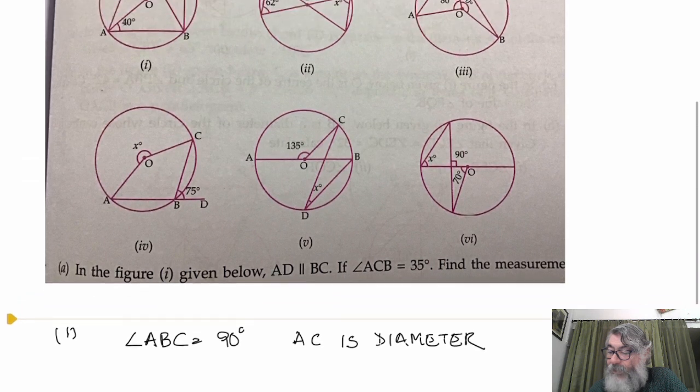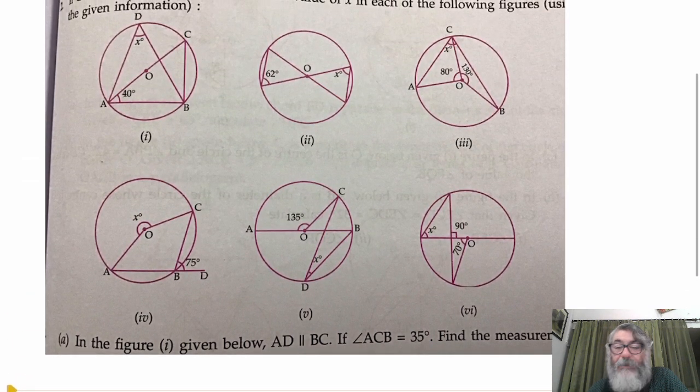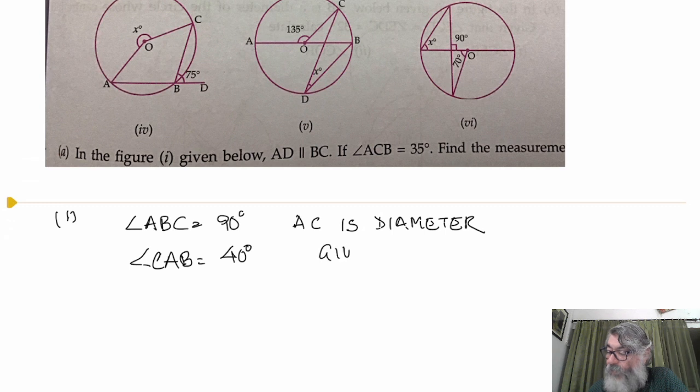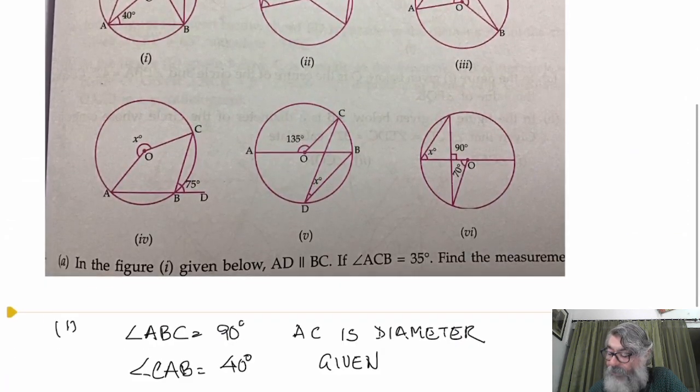Now the question arises, if ABC has come out to be 90, and angle CAB is given as how much? Angle CAB is 40 degree, given to you. So what angle can I calculate now? I can calculate ACB, the third angle.